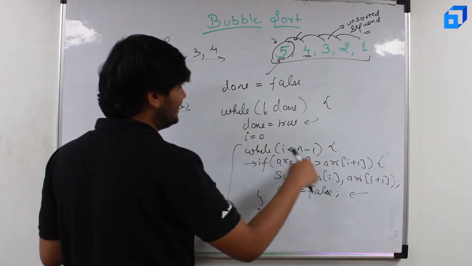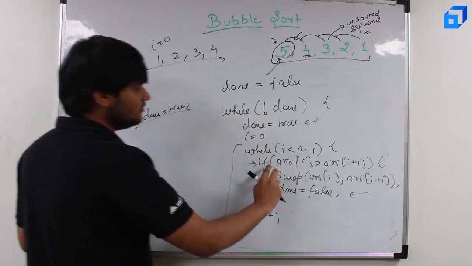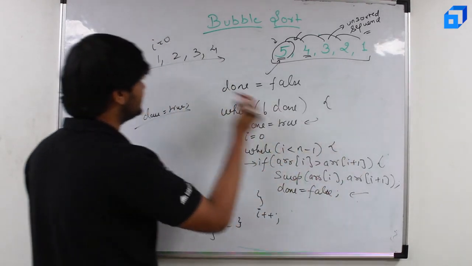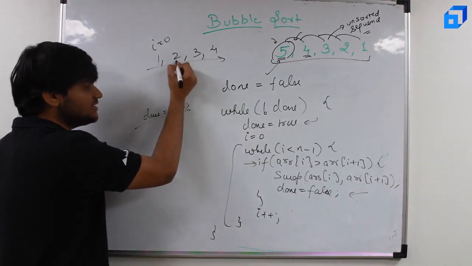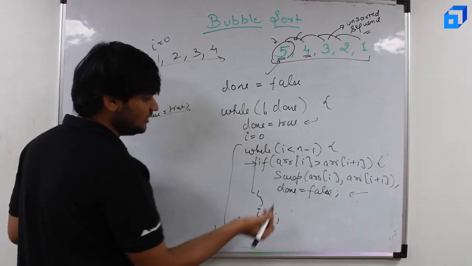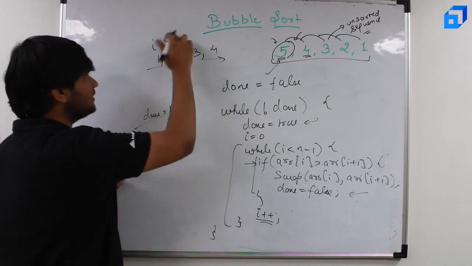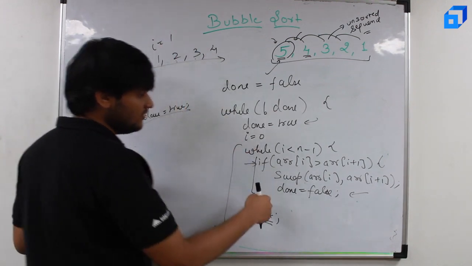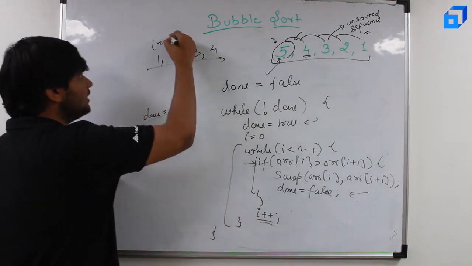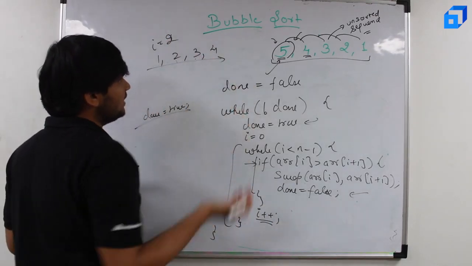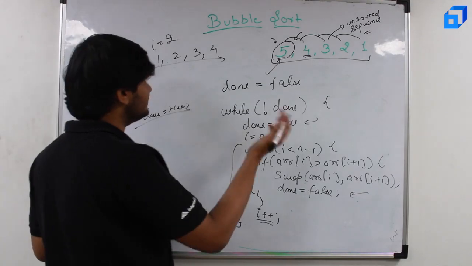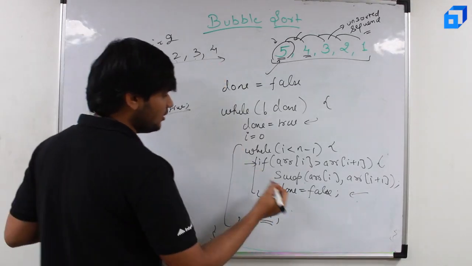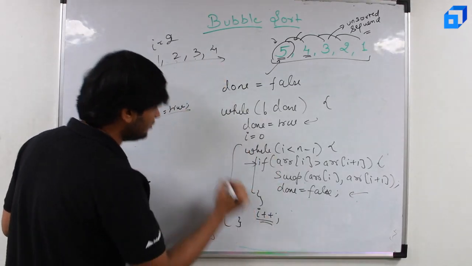We will check that while I is less than n minus 1, we check if the element is greater than the adjacent element. Here you can see 1 is not greater than the adjacent element, so this if conditional will not be executed. I will be incremented, now I will become equal to 1. So 2 will be compared to 3. Again, no if conditional will execute. Now I will become 2. 3 is not greater than 4, 3 is lesser than 4. So again, this conditional will not be executed and we will come out of the while loop.